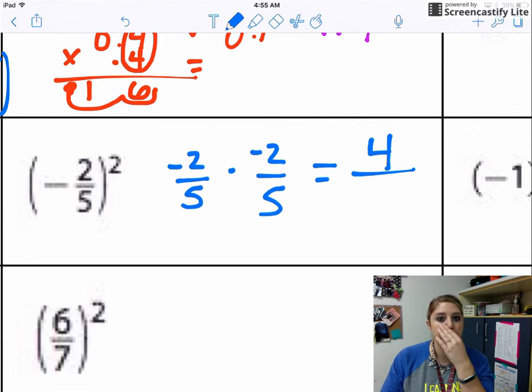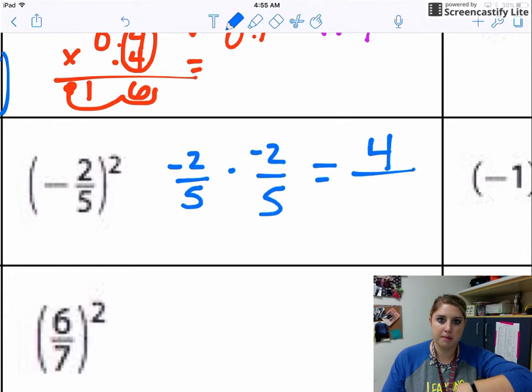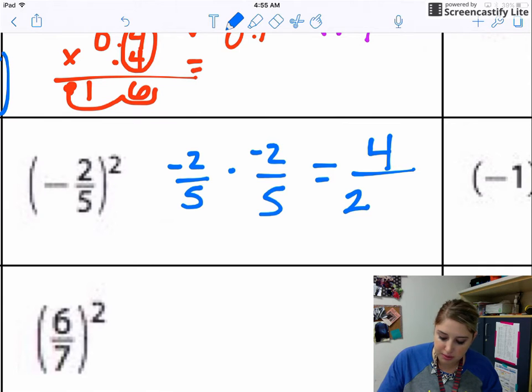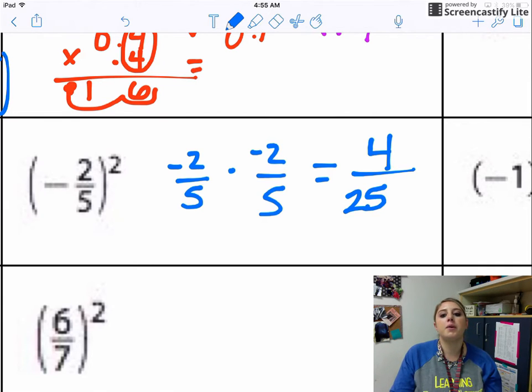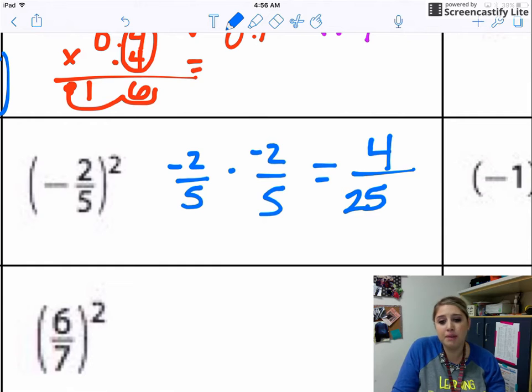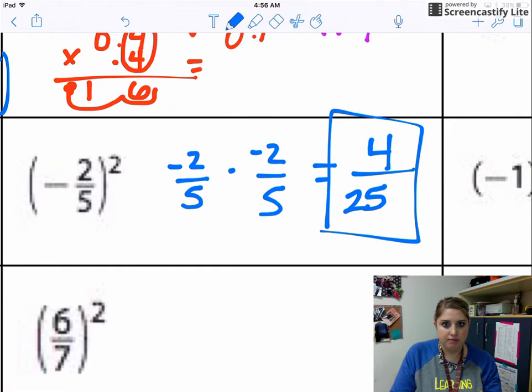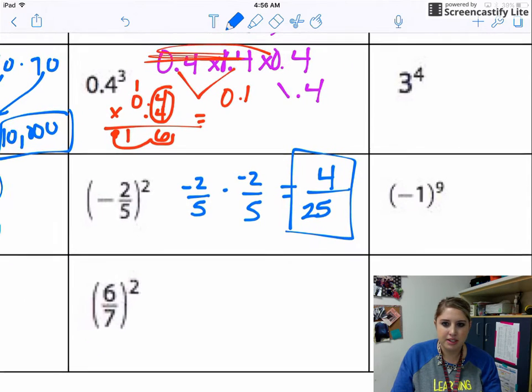And then don't even worry about the negative for the bottom. I just either put it with the numerator or put it with the denominator. And then I'm going to take 5 times 5, which is 25. I'm going to think about if I could reduce 4/25 at all, if I could make it simpler, if I could divide both the top and the bottom by something they have in common. But they don't, so that's my answer. That kind of makes sense?